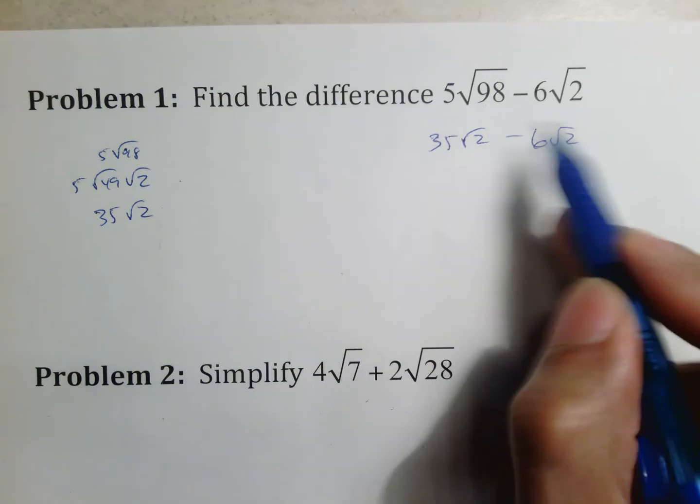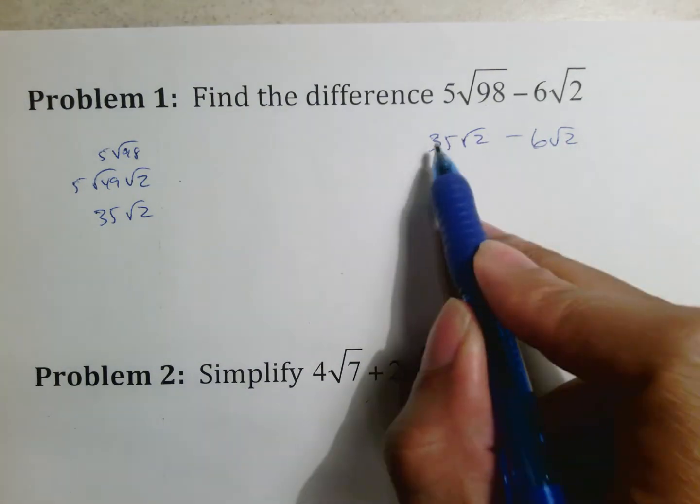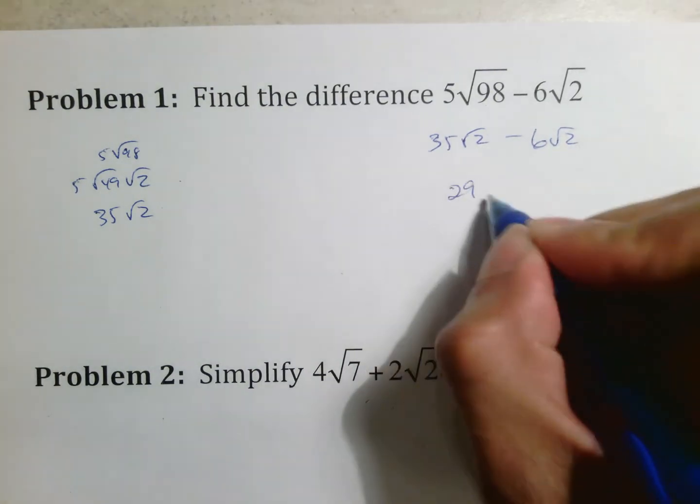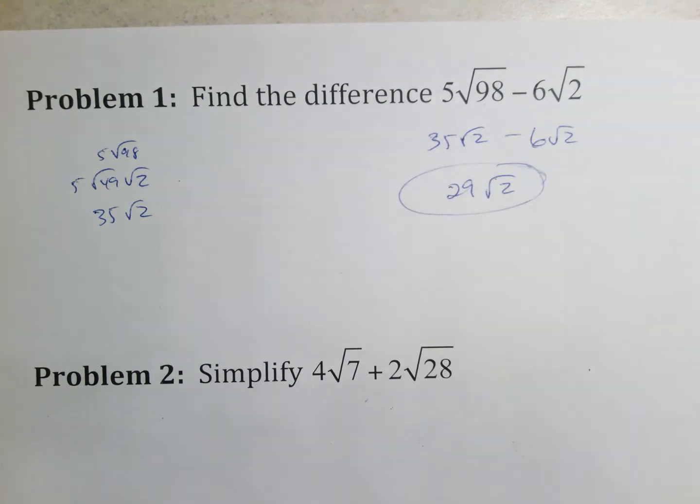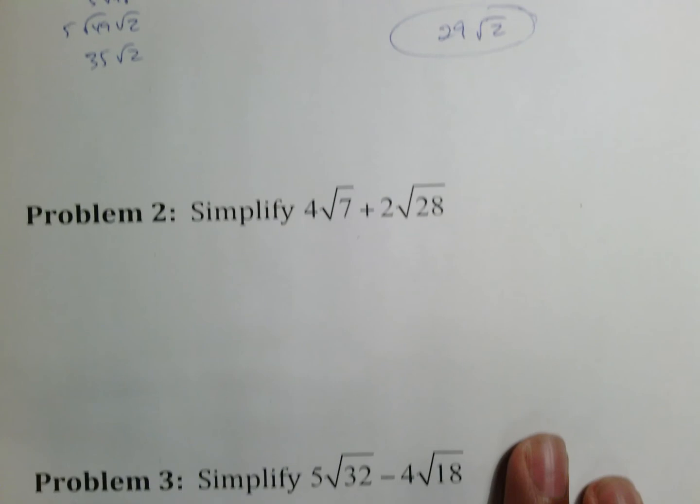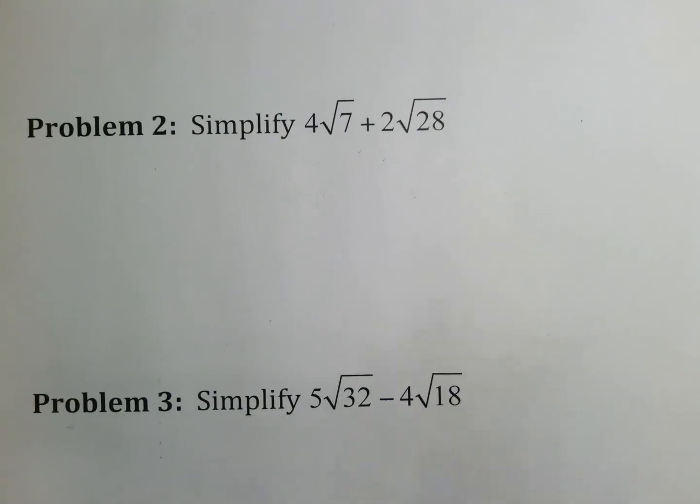And so again, these are like roots, just like terms. 35 minus 6 is 29 root 2. Again, your root will stay the same. The only trick is making sure you know how to adjust those numbers to make the roots the same. So that is really the only job that you have today, is simplifying your radicals, which you should have learned last week. Simplify 4 root 7 plus 2 root 28.